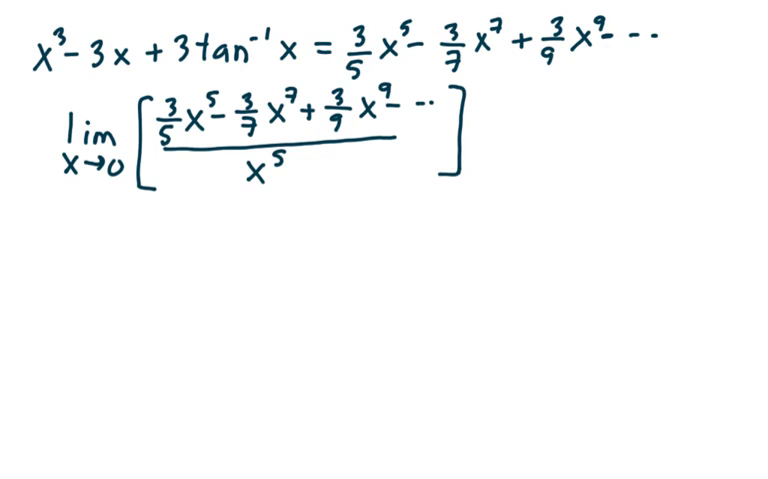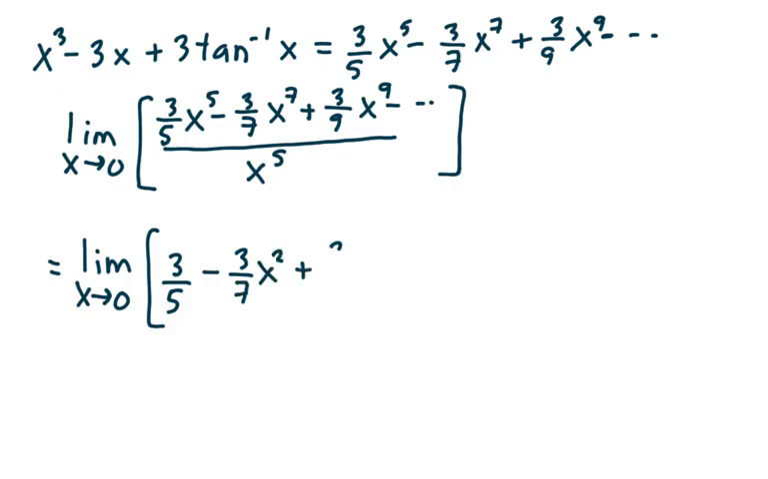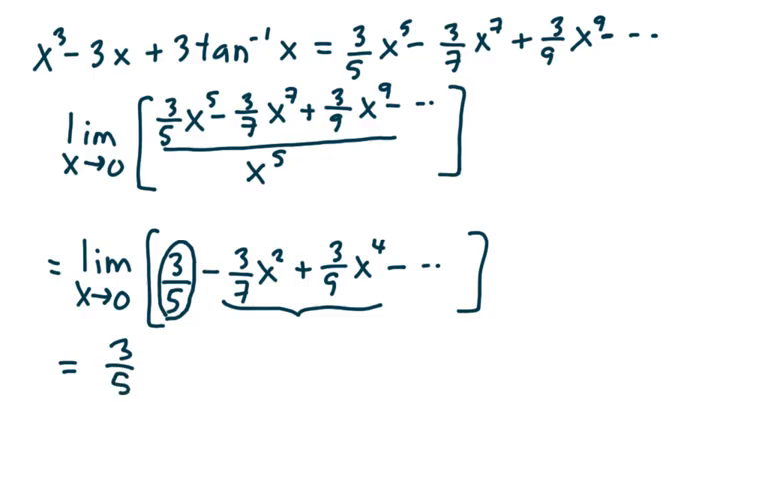Now, when I split off this fraction, I get the limit as x goes to 0 of 3/5 x to the 5th divided by x to the 5th, which is 3/5, minus 3/7 x squared plus 3/9 x to the 4th minus, and we keep going. Every term after 3/5 has an x in it. And as x goes to 0, all these terms will then go to 0. And what we're left with is 3/5.